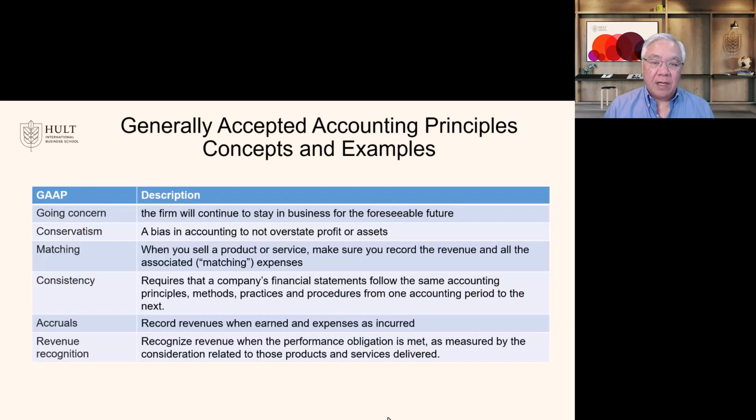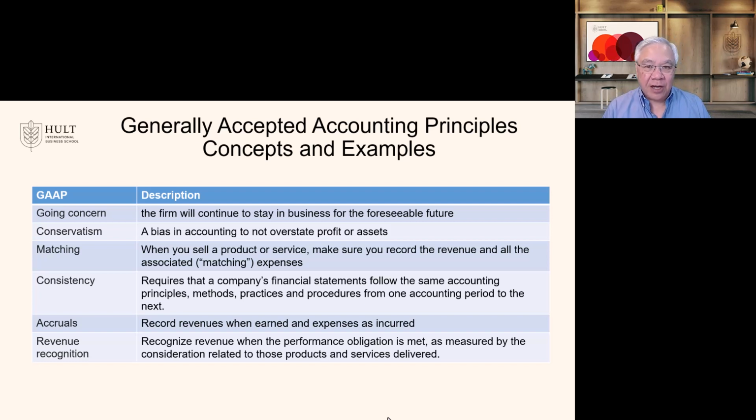This is a summary of the GAAP principles, generally accepted accounting principles. And they're very similar in practical terms to IFRS. So if you're in a country that uses IFRS, these are very, very similar in concept. The first is going concern, and this is where the firm will continue to stay in business for the foreseeable future. The second is conservatism, where there's a bias in accounting to not overstate profit or assets.